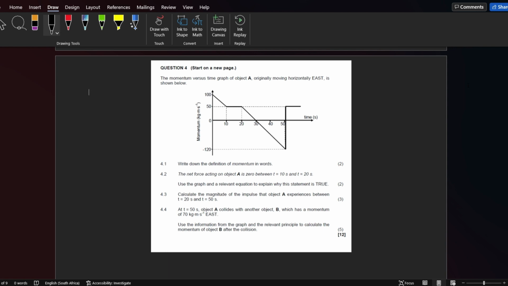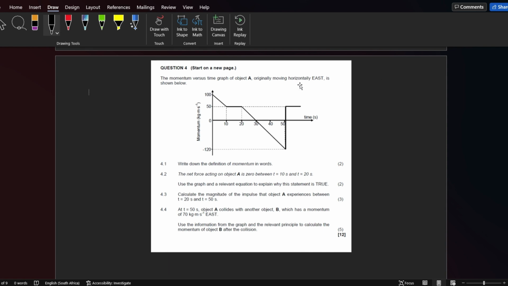Today we'll be covering the physics topic impulse and momentum, and we'll be doing question 4 of this past paper. Looking at the question, they give us the momentum versus time graph of object A originally moving east, and they show us the graph below.